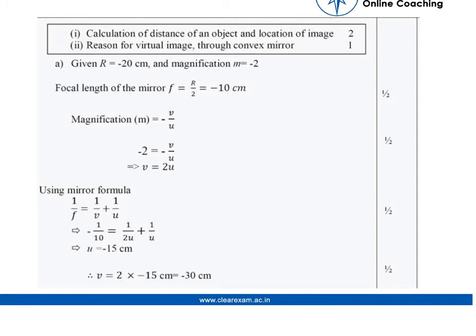So in this question, since a virtual image is being produced, magnification is -2 and radius of curvature is -20. So focal length becomes -10 and magnification becomes -v by u. So putting the value of m equals -2, we get v equals 2u.